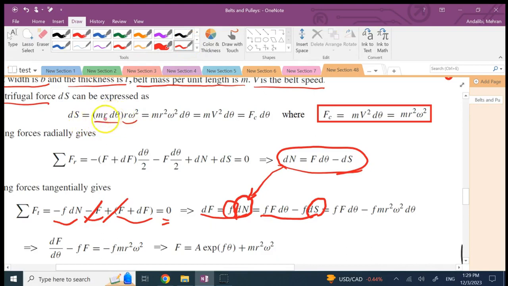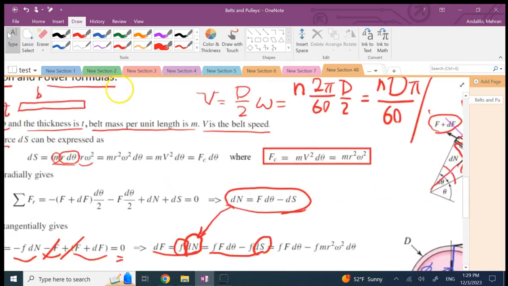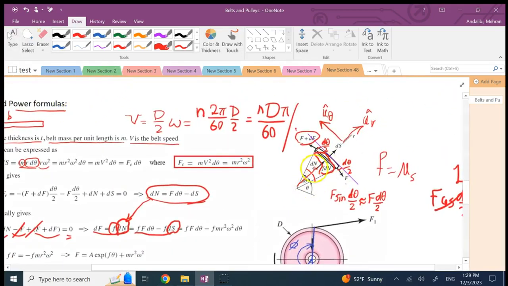Where did you get that one from? Remember, this m is the mass over length. So it has to be multiplied by the length of this element to get the total mass, and the length of this element is, of course, r times d theta, right? It's an arc. The angle in front of it is d theta, and the radius is r, or d over 2. So the length of the arc is going to be r times d theta.